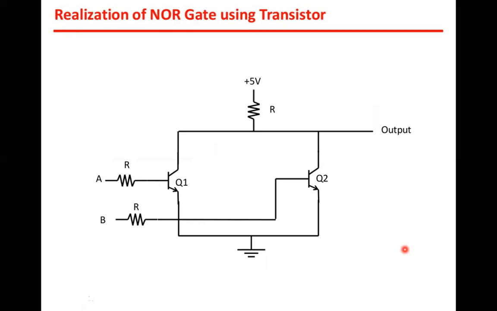This is again, as I said, a DTL, diode transistor logic circuit. I can say TTL, transistor logic. These are the two inputs A and B, and this is transistor Q1 and this is transistor Q2. The base voltage is given through RB resistors, and these are NPN transistors. Both the collectors are made short and connected to plus VCC, and both the emitters are made short and connected to ground.